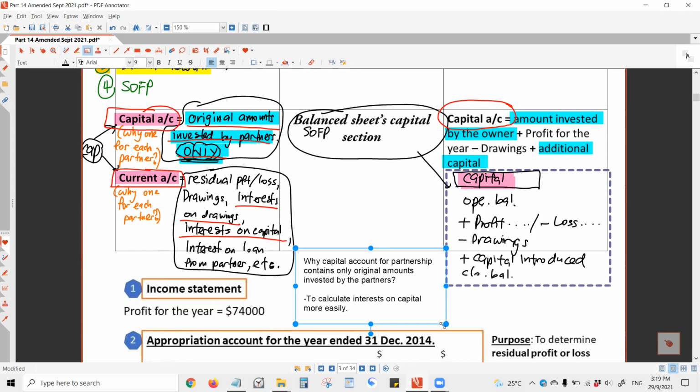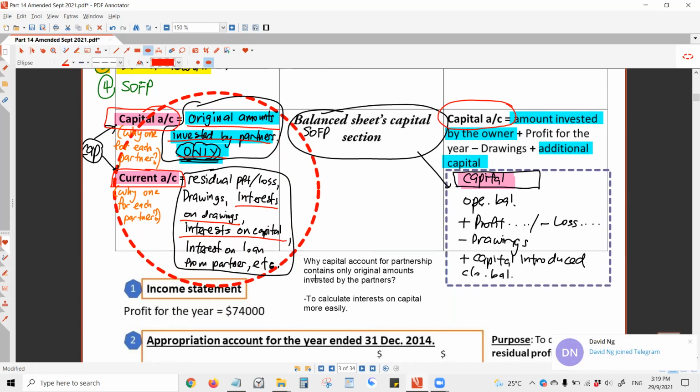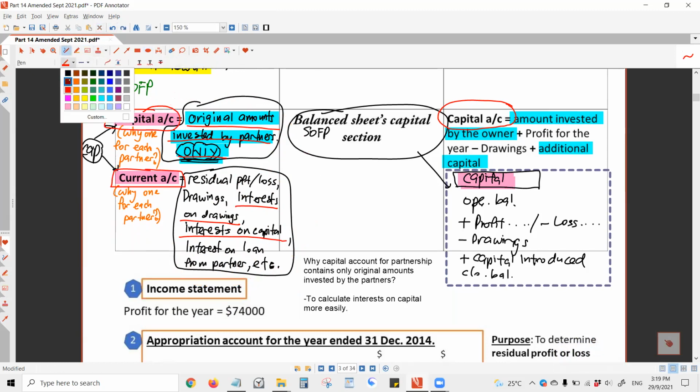Try to imagine you mix the amount invested together with drawings, residual profit and loss, or other things that are in the current account. That means you combine all these things. Can you easily see who has invested how much capital? Cannot, right? So that's the reason you need to have the original amount invested separated out in the capital account. It allows you to calculate the interest on capital more easily. Makes sense.